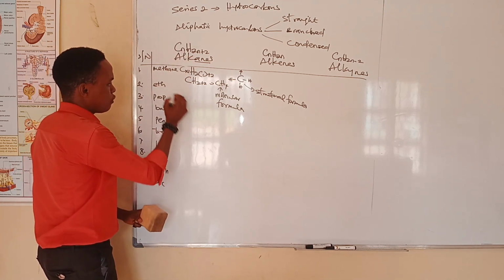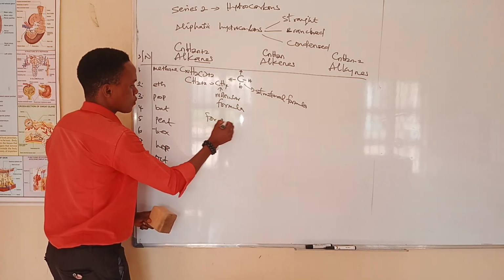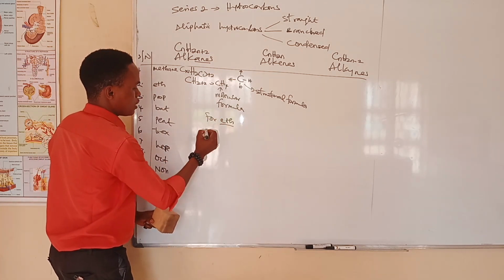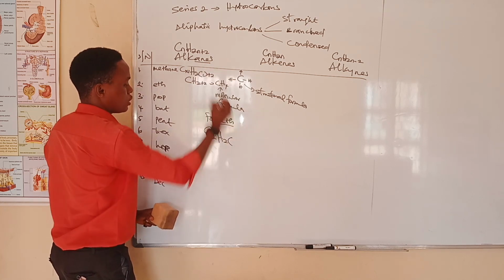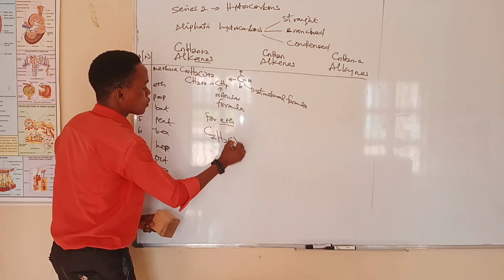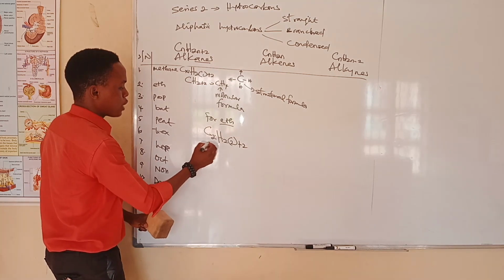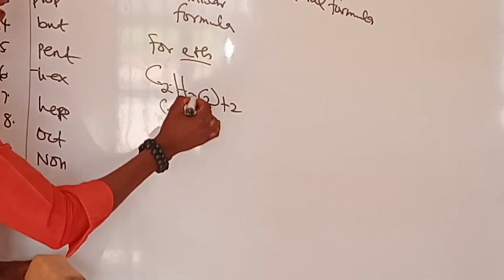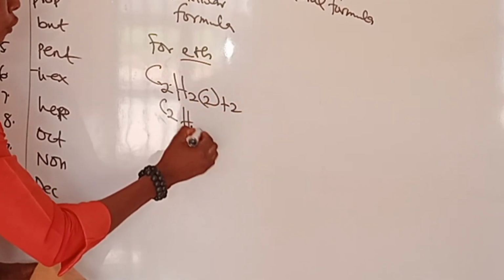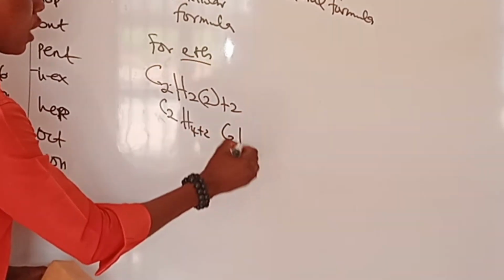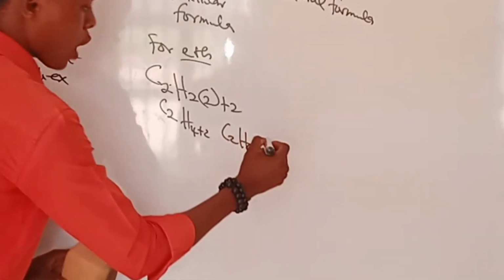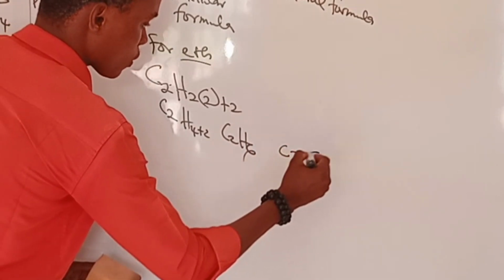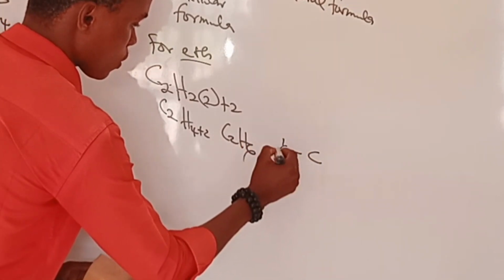So wherever I see n, I will put 2. So for ethane, we have C2, H, 2 times 2 plus 2. 2 times 2 is 4, 4 plus 2 gives C2H6. So in structure, we are going to have this. How many carbons? 2.